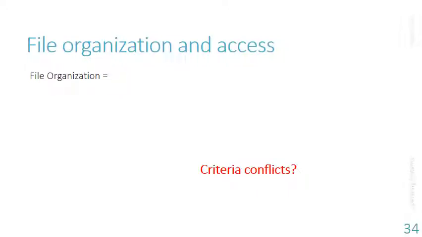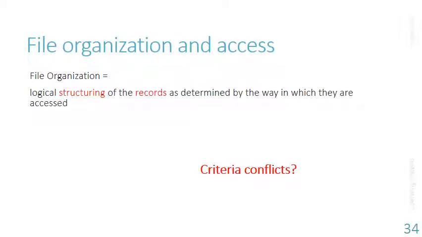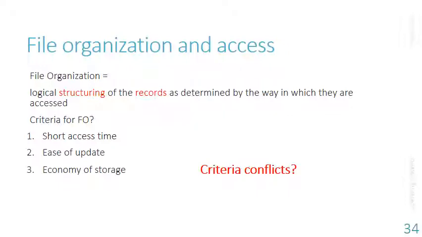Right, so when it comes to file organization and access, what's file organization? It's all about the logical structuring of the records and the way we want to access them. So ideally, I want real fast access, so a short access time, and at the same time I want easy update, and I want to make sure that I'm not consuming a lot of storage, so the less storage I need, the better for me. And then I want to make sure that I can maintain everything in a non-complex way.